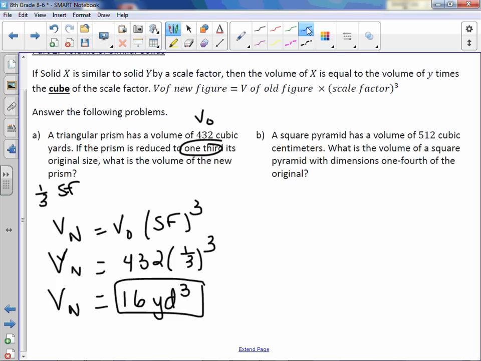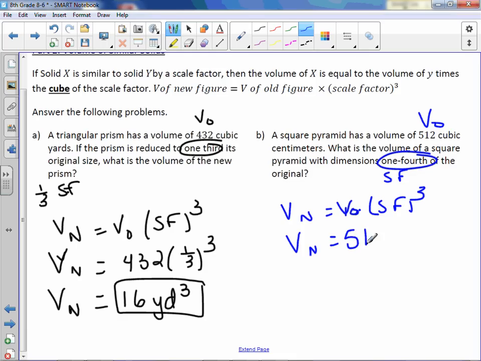Letter B. A square pyramid has a volume of 512 cubic centimeters. That's our old volume. What is the volume of a square pyramid with dimensions 1/4 of the original? 1/4 is the scale factor. Volume of new is volume of old times scale factor cubed. Volume of new equals 512 times 1/4 cubed. Volume of new equals 8 centimeters cubed.